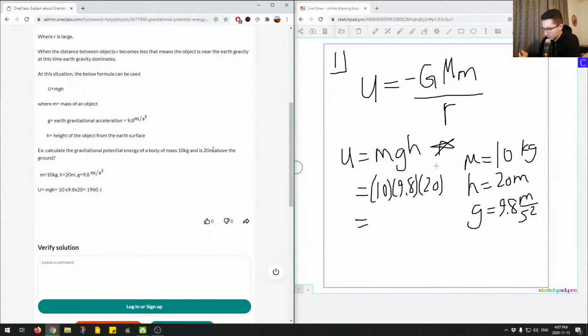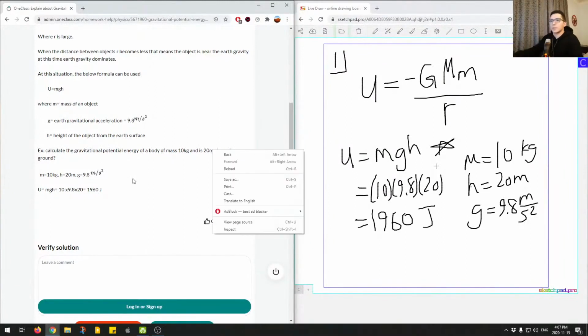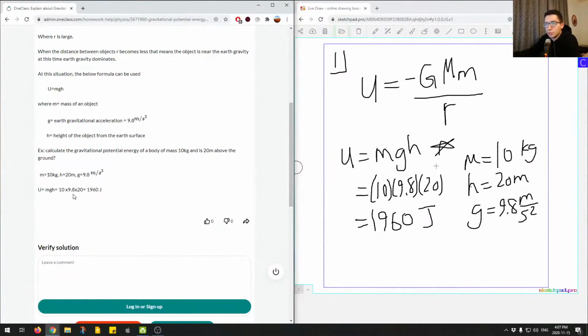And this will give us, let me just plug into my calculator. Okay, so we have 10 times 9.8 times 20. And then we have 1960. So that's 1960 joules. So looking at the calculated answer by the junior tutor, yes, this is correct.